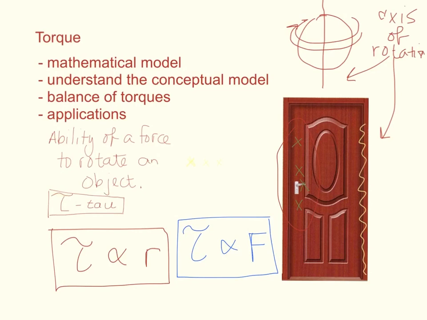So right here we have two proportions. Torque is proportional to distance from the axis of rotation, in this case the hinges, and torque is proportional to how hard you push, or the force. Now the problem is we don't know if there's a quadratic relationship here, or a cubic relationship, or something weird where they're not just a direct one-to-one relationship. So let's go now into the mathematical model.